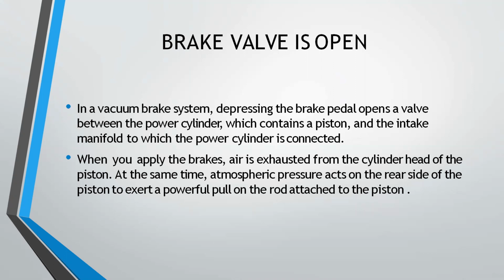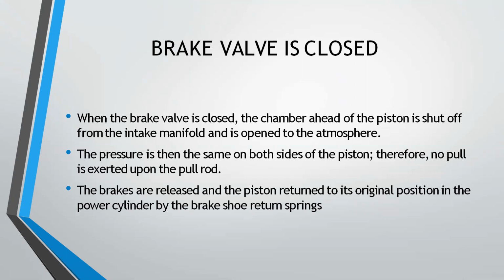That is the working, and you can see the brake valve is closed. When the brake valve is closed, the chamber ahead of the piston is shut off from the intake manifold and is open to the atmosphere. The pressure is then the same on both sides of the piston, therefore no pull is exerted upon the pull rod. The brakes are released and the piston returns to its original position in the power cylinder by the brake shoe return spring.